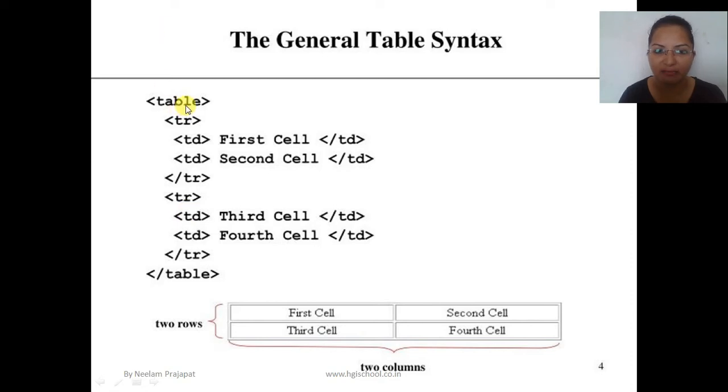You can see table tag, first row, first TD containing the first cell, then its closing tag. Second TD containing the second cell and its closing tag, and TR tag closed. Then in the second row you can see TD containing the third cell and the closing tag. Then TD containing the fourth cell and the closing tag, then close the row and close the table.